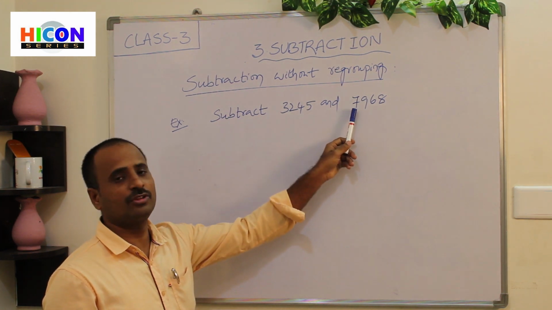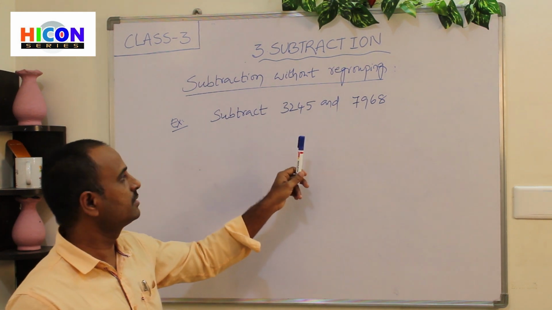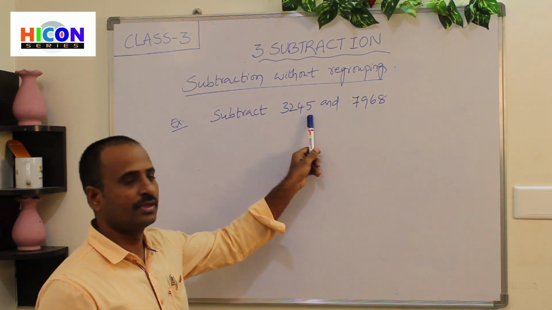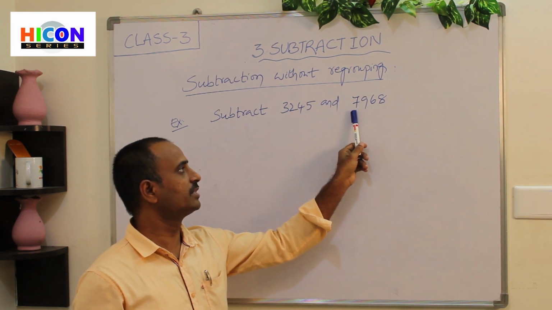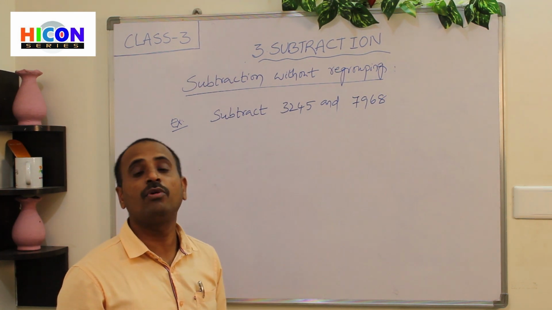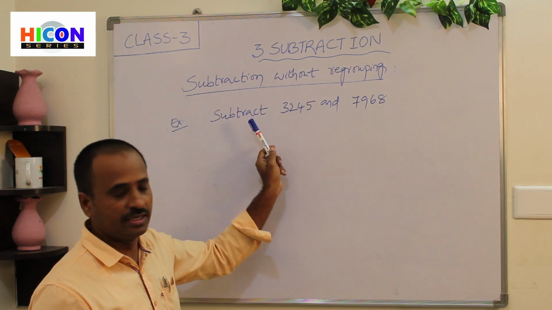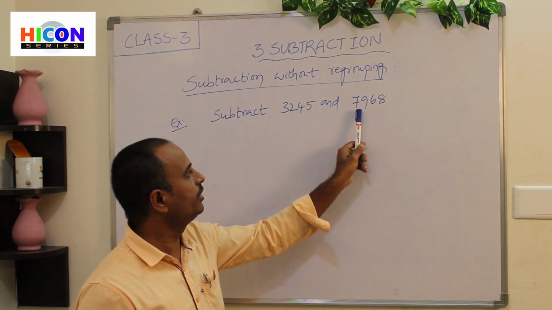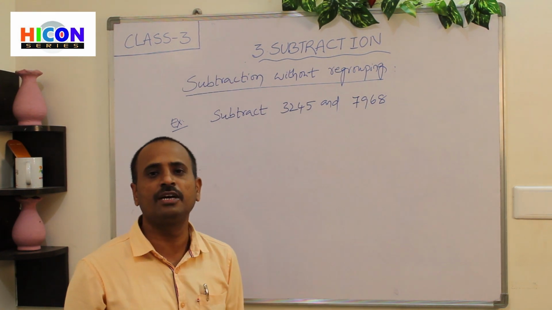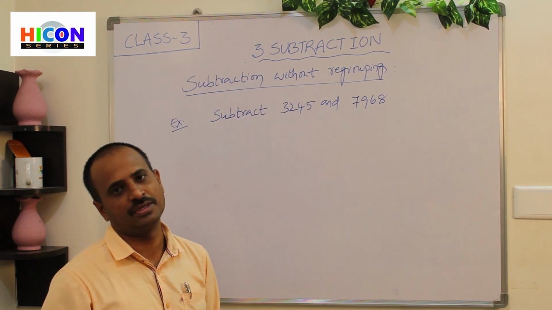See an example. Subtract 3,245 and 7,968. So these are the two numbers. The first number is 3,245 and the second number is 7,968. Here both numbers have how many digits? 4 digits. So 1, 2, 3, 4. In the second number also 1, 2, 3, 4. Here the two numbers are 4-digit numbers. Now we will practice the subtraction of 4-digit numbers here.